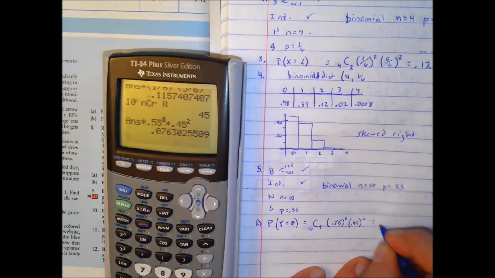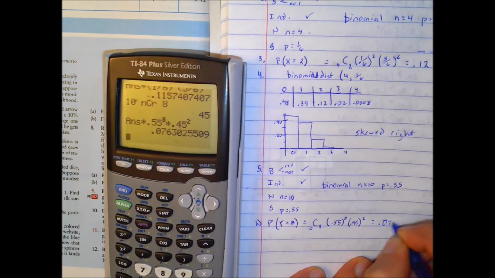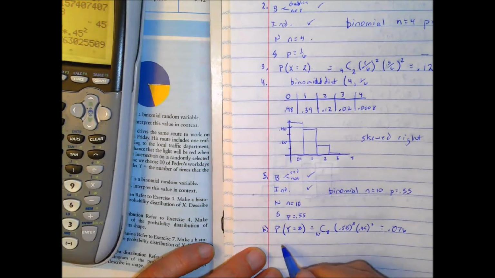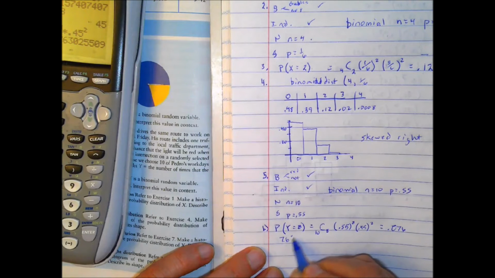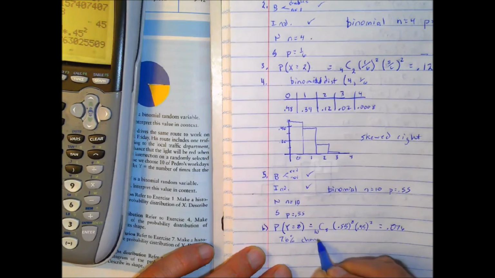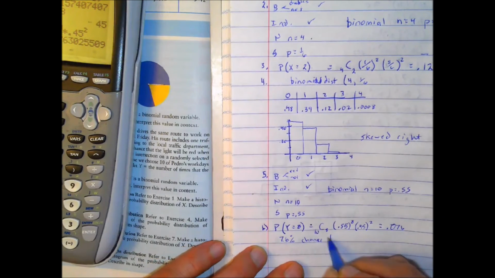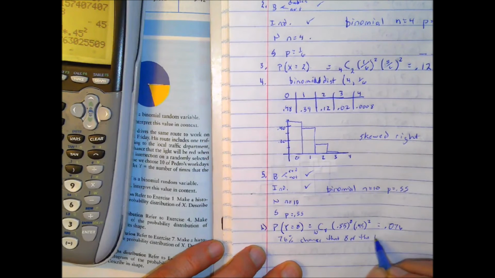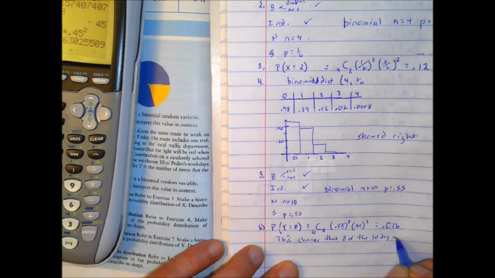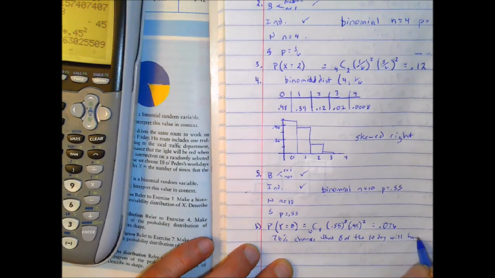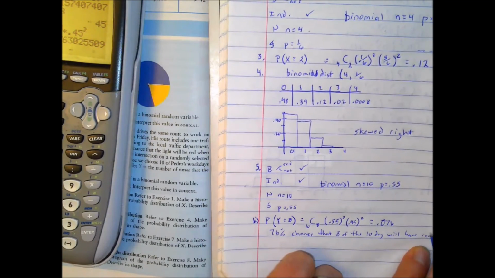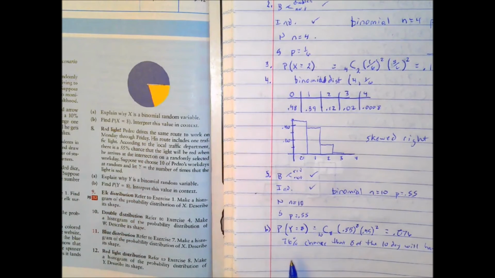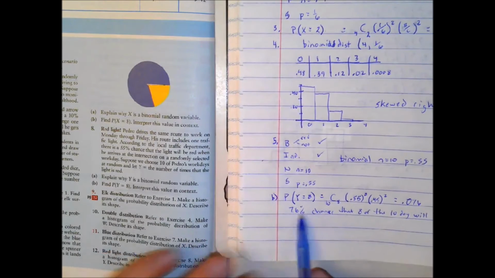Okay, there's 0.076. There's a 7.6% chance that 8 of the 10 days will have red lights. So 8 of the 10 days, 7.6% chance he'll have red lights.